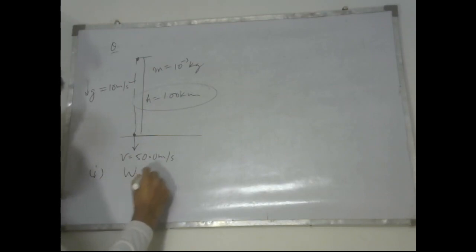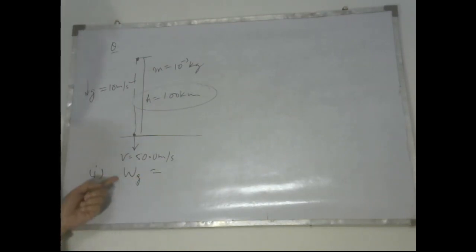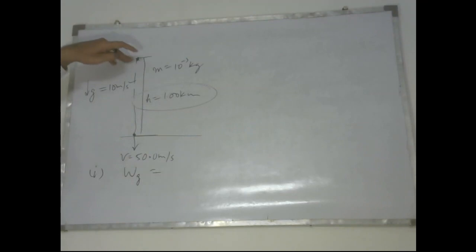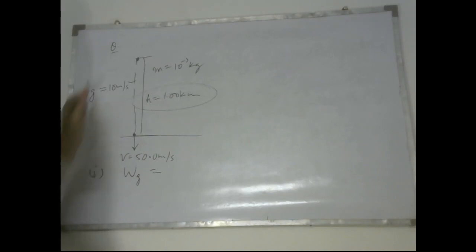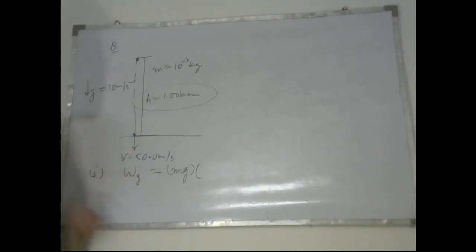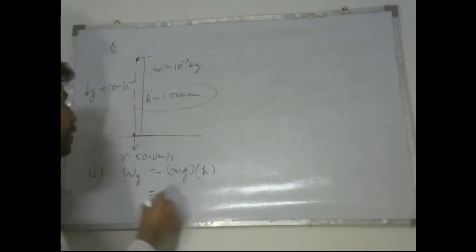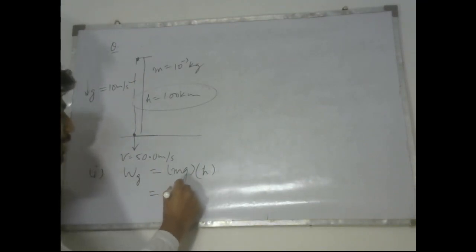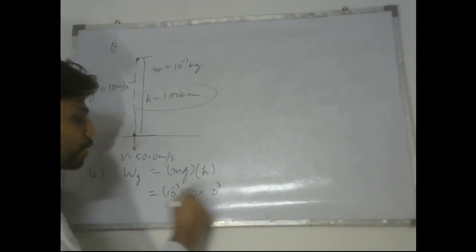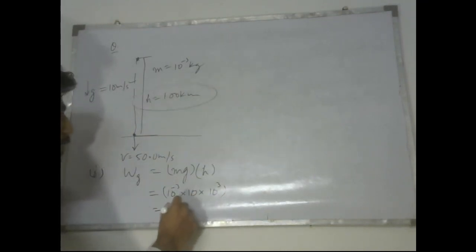Work done by gravity can be represented like this, W with the subscript G, that is work done by gravity. So what is the work done by gravity in completing this whole motion, when the particle travels through a distance of 1 kilometer, from the starting point to the final point? That would be the gravitational force, mg, times the displacement of the particle, which is h. So this would come out to be 10 to the power minus 3, that is the mass, times gravity 10, times h, the value of h being 10 to the power 3 meters. So you have to convert this into meters. So this comes out to be 10 joule.